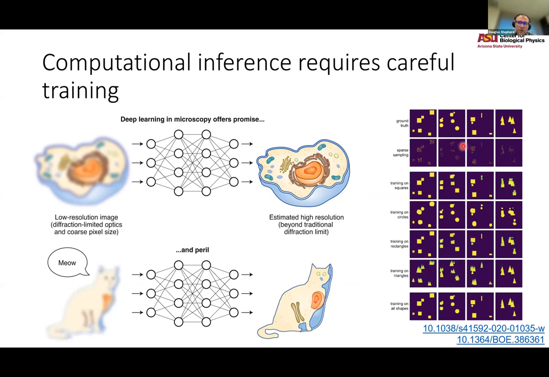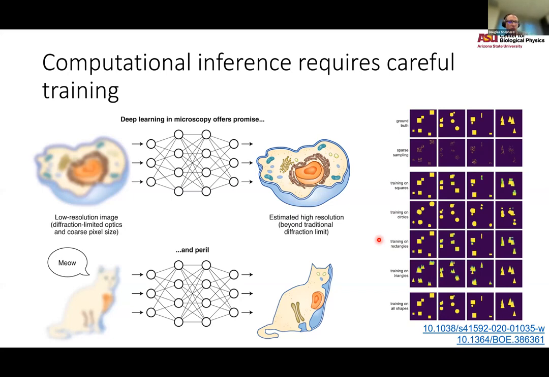If you take ground truths that are squares, circles, rectangles, or triangles, you then sparsely sample those so they're slightly noisy. And then you train the network on only squares, only on circles, or only on rectangles, you get back only squares, only circles, or only rectangles.